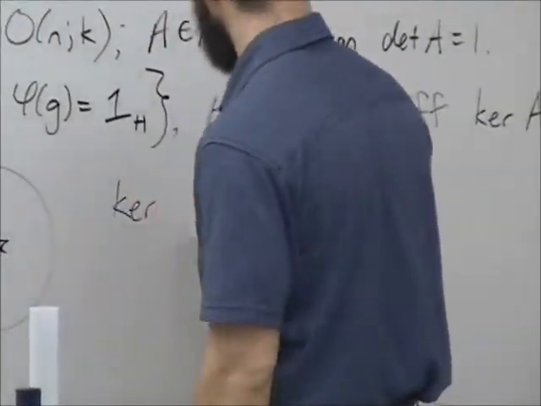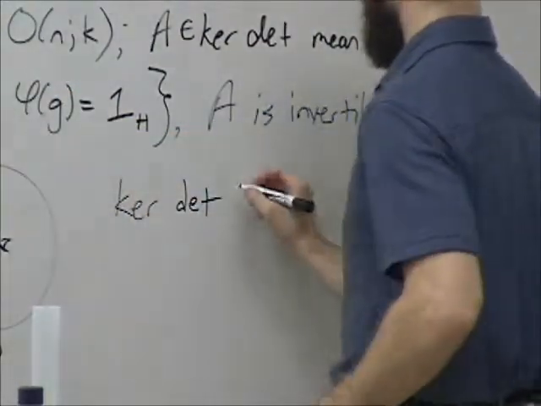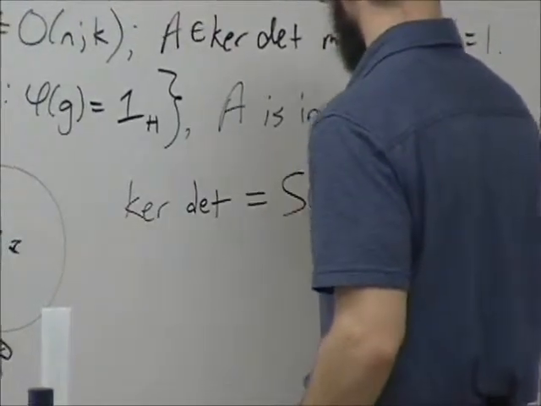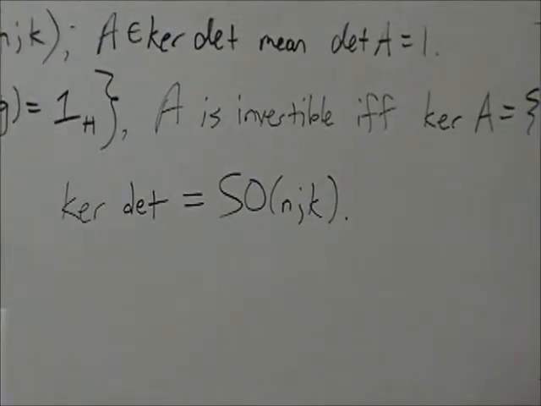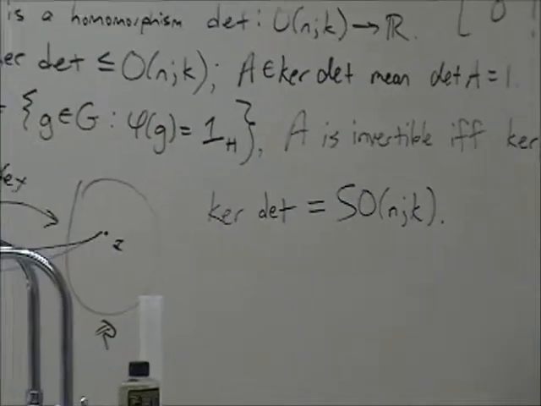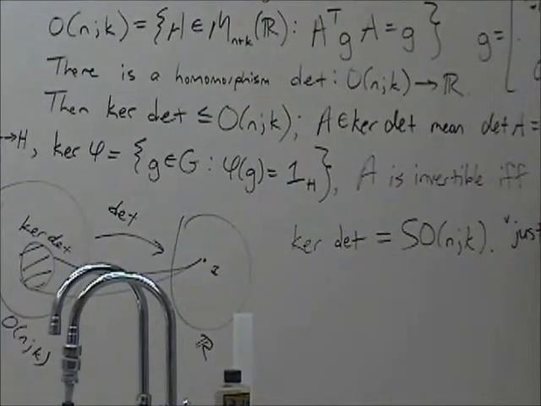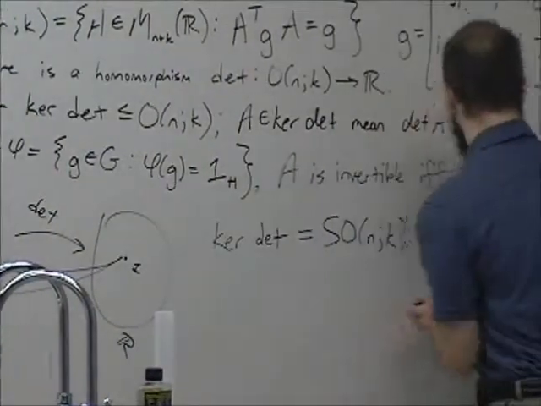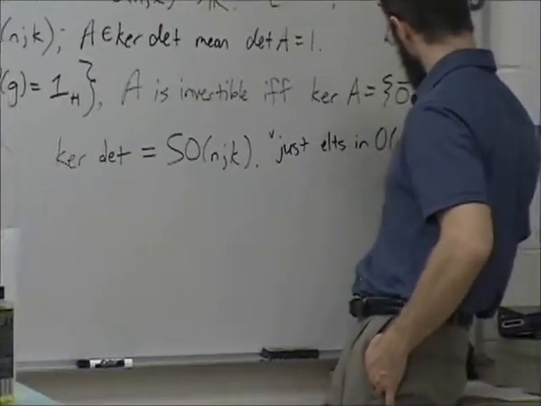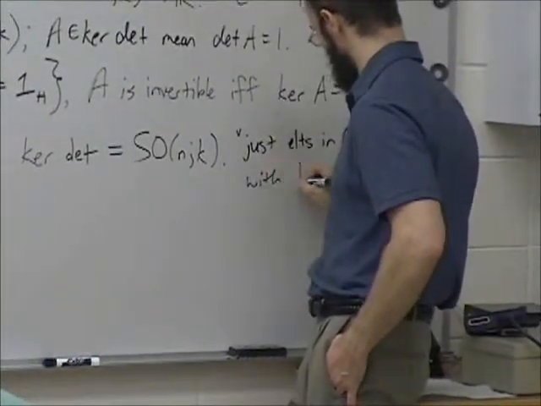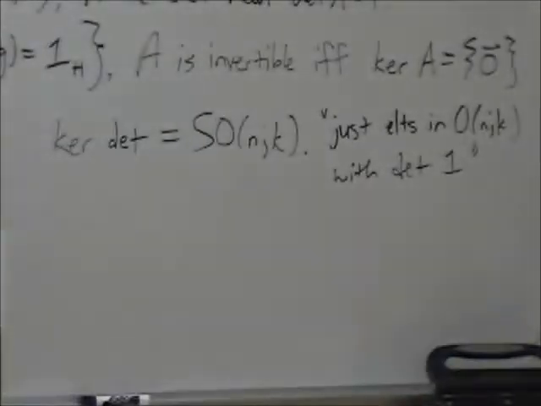So the kernel of this determinant in particular is called SO(p,q), the special orthogonal groups. And it's really just elements in O(p,q) with determinant 1. Okay, that's all we want to see.